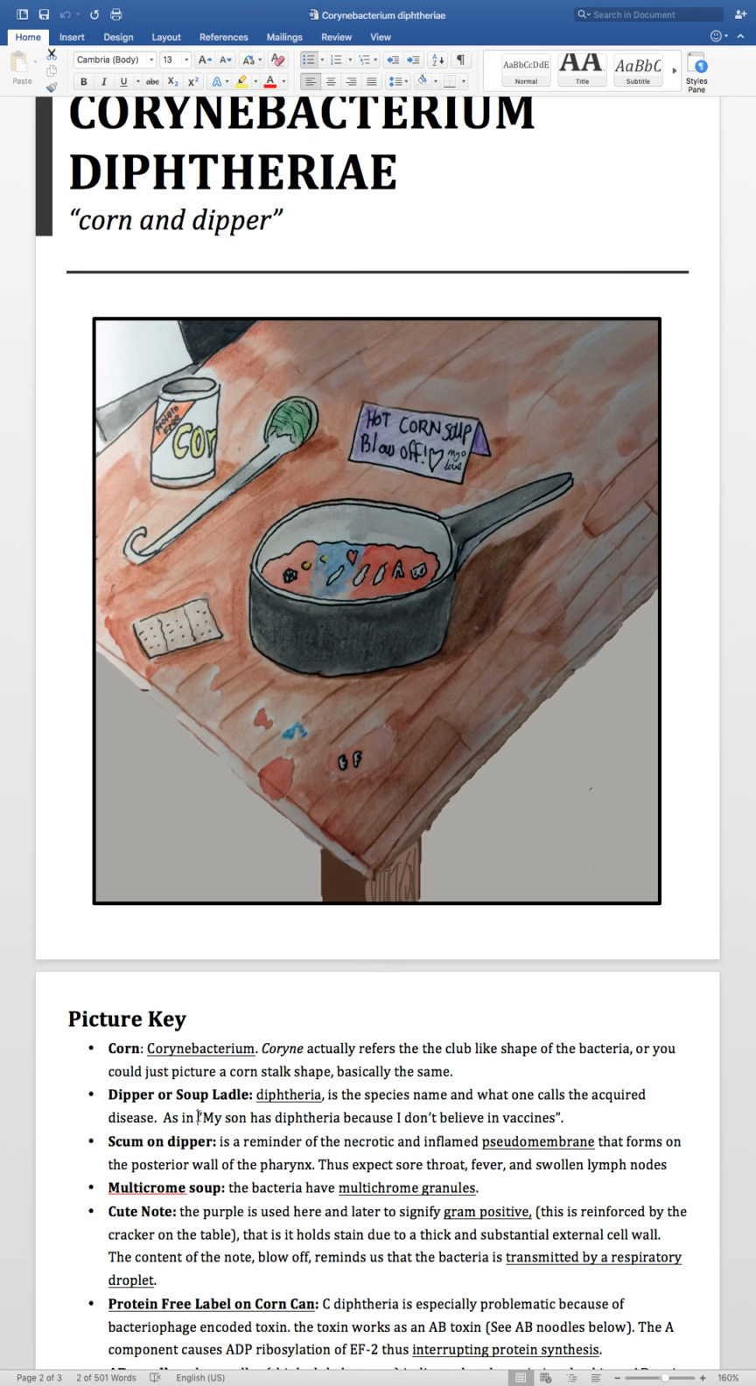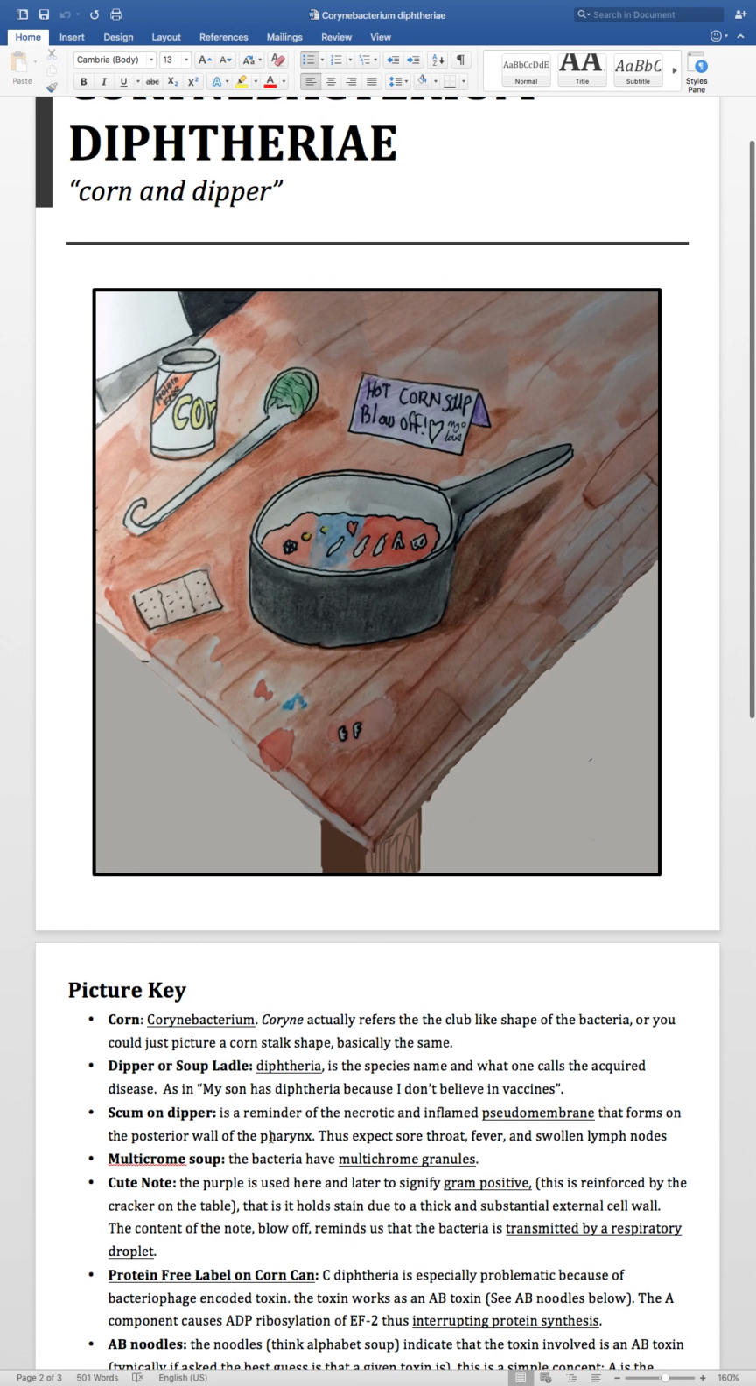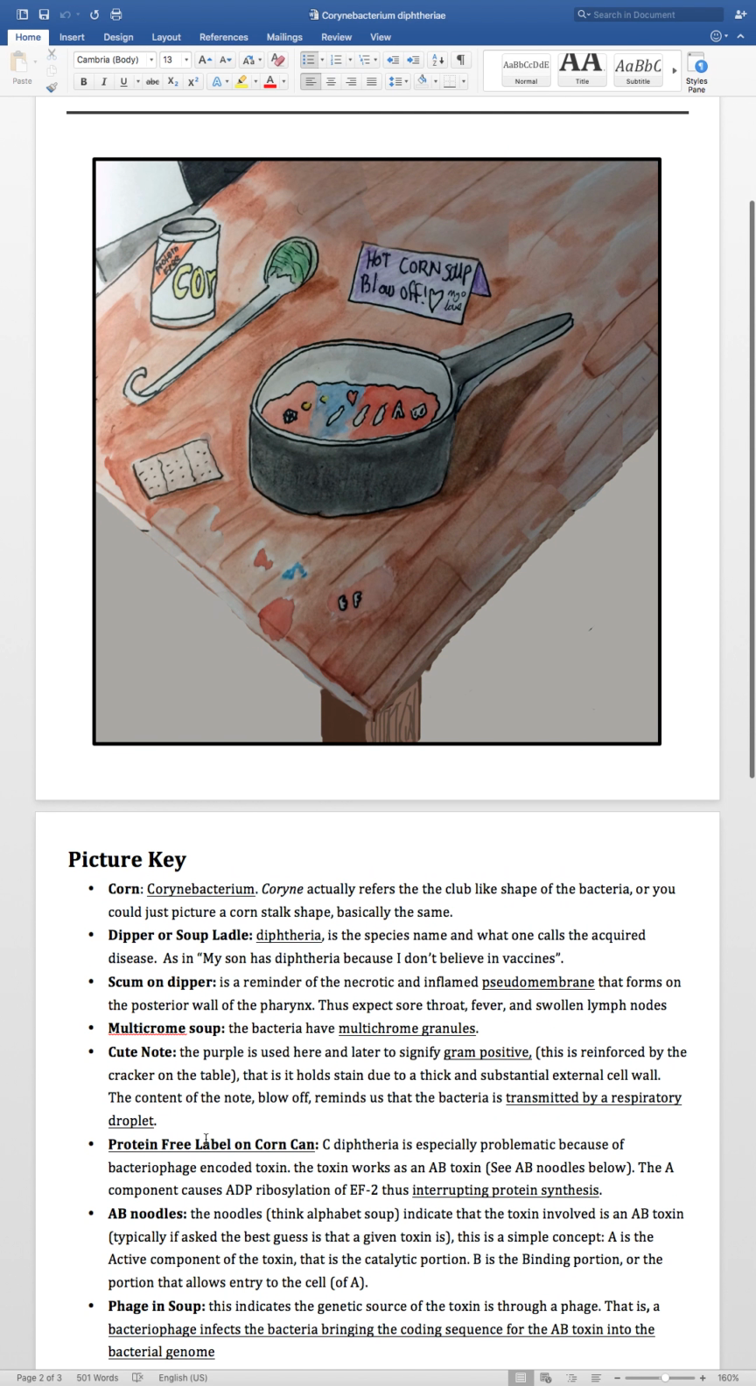So someone could say, my son has diphtheria because I don't believe in vaccines. And there is, of course, a diphtheria vaccine. It is the Tdap vaccine, which I actually just got updated. Every 10 years is suggested for adults. So you do need to do that one if you haven't recently.